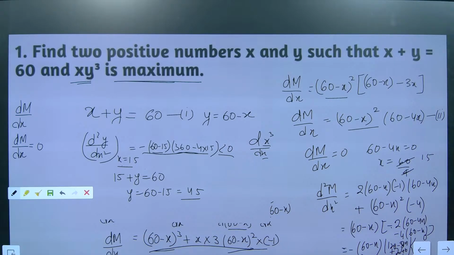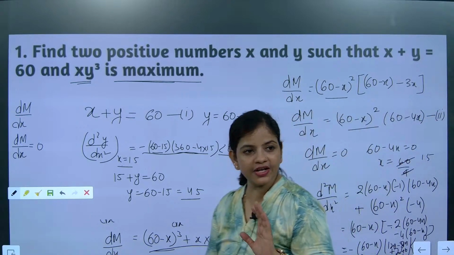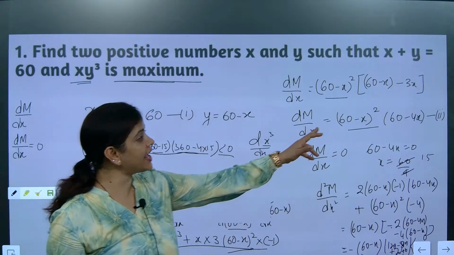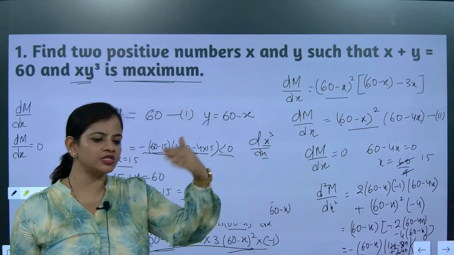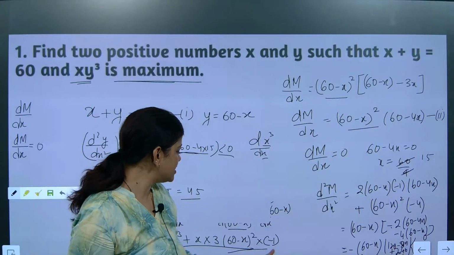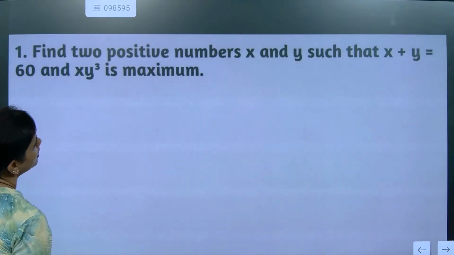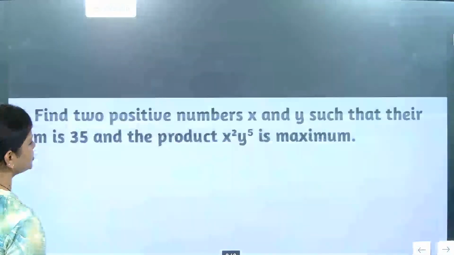Next question. Shall we go for the next one, beta? We'll go for the next question. Ready? This one done? See, don't take x is equal to 60 because the square is there. Okay. Point of inflection, because left and right both values will be coming the same. Don't do like that. Now we will go for the next question.